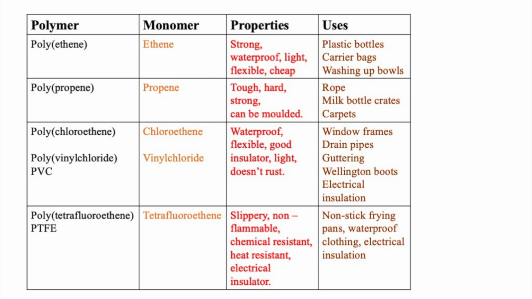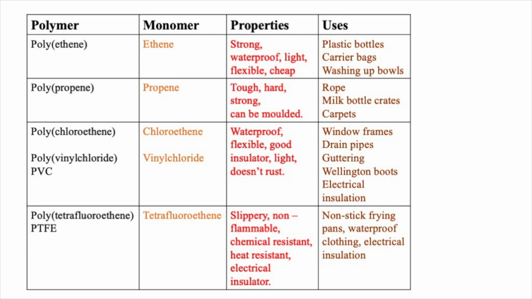Now polypropylene is used for rope, it's used to make milk bottle crates, it's used to make carpets, and it's a very tough, hard, strong substance that can be moulded. Polychloroethene or polyvinyl chloride, PVC, is made from joining chloroethene or vinyl chloride molecules together, and it's waterproof, it's flexible, it's a good insulator, it doesn't rust, it's light. These are all properties of PVC, and therefore is used for window frames, drain pipes, guttering, Wellington boots, electrical insulation.